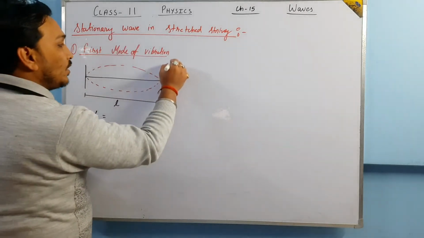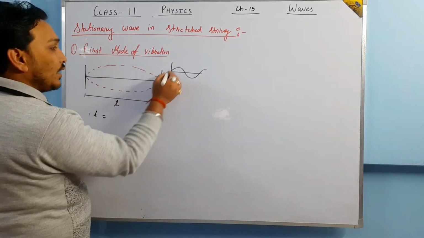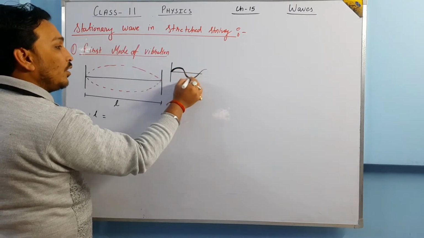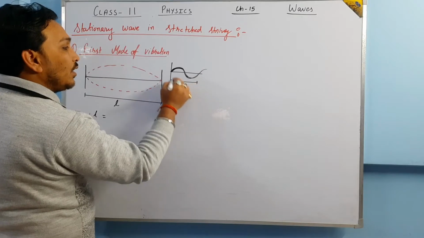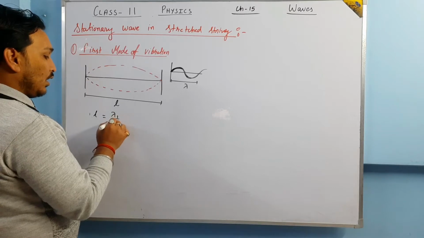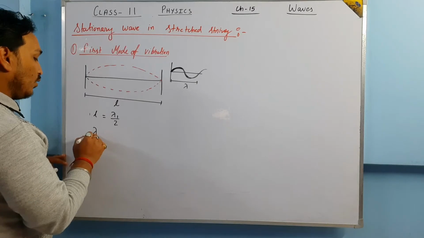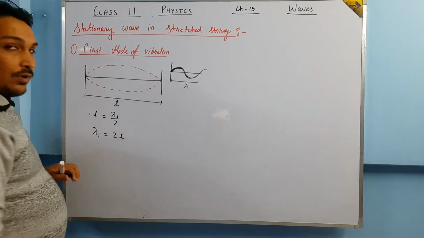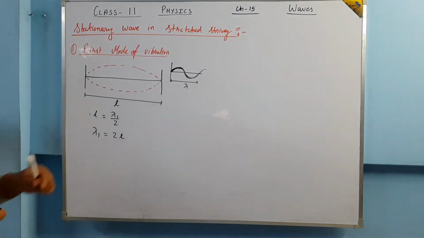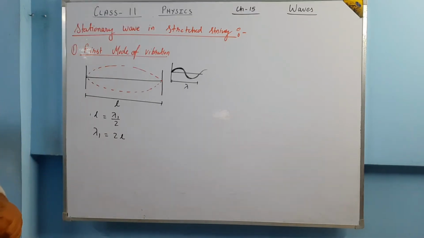Now just compare this one with this wave. This wave is actually this much part of the wave. So from here till here the length is lambda, so this is lambda by 2. So the length of the string is equal to lambda 1 by 2. From here the value of lambda 1 comes out to be 2L. This is the wavelength of the first mode of vibration in a stretched string.